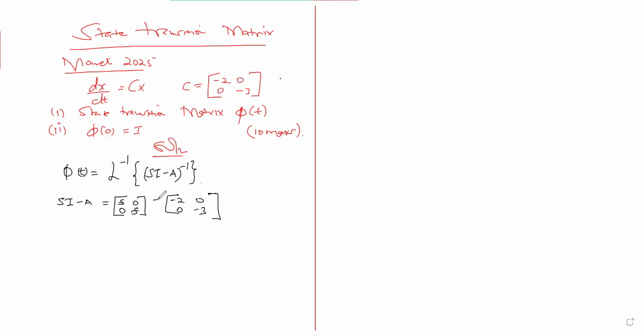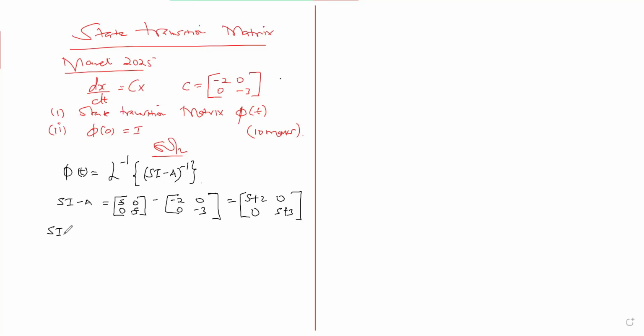Yeah. So hapa itakuwa S minus -2. So S, tuandike huko mbele. So S minus -2 will give you S plus 2. Yeah. Then 0 minus 0 gives you 0. Then 0 minus 0 also gives you 0. Yeah. Then S minus -3 itakupatia S plus 3. Sawa. So your sI minus A itakupatia by that matrix [S+2, 0; 0, S+3]. Then the second thing ni kuitafutia inverse.